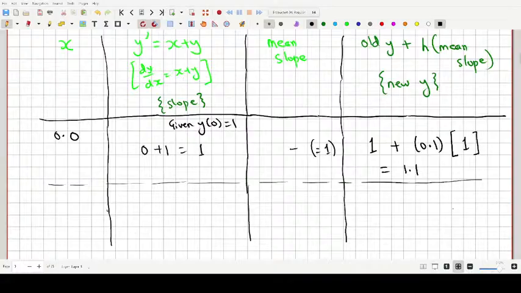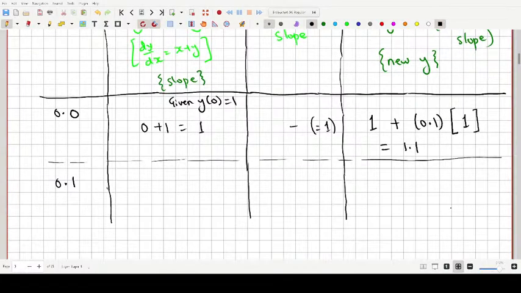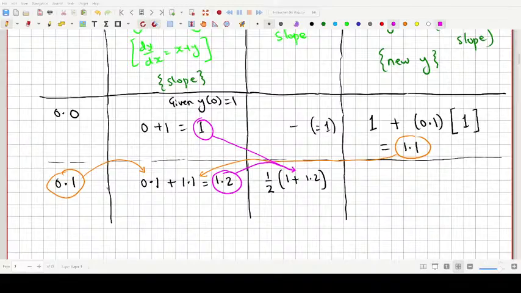Now what we'll do is, let us take x equal to 0.1. When x is equal to 0.1, see the slope y dash is equal to x plus y. The pink lines are showing the mean slope calculation, and we are considering the values of x and y for calculating the current slope.